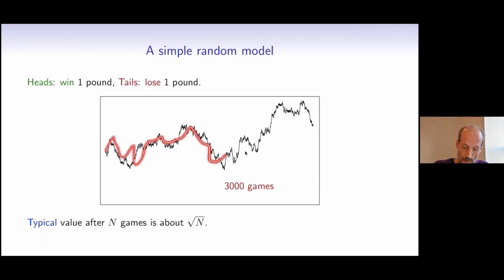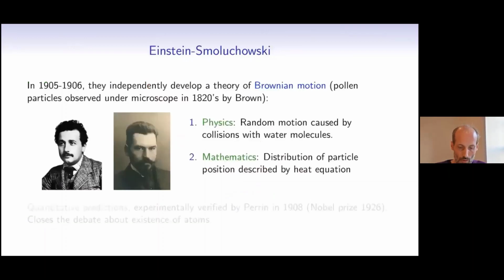And that random function was described for the first time by Einstein and Smoluchowski in the early 1900s, where they independently, so at the time, there was a famous experiment by Brown, where what he did was to observe particles of pollen under a microscope.